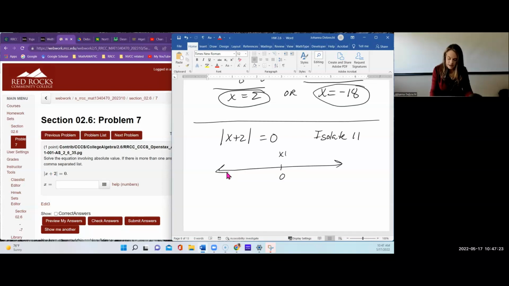Well, it means that x plus 2 is sitting there. If x plus 2 hasn't moved away from 0, so if x plus 2 is sitting at 0, there's no two sides. There's just the one. That means that x plus 2 has to equal 0. And that means if I subtract the 2, that x has to equal negative 2. Well, that makes sense. To get x plus 2 to sit at 0, x has to be negative 2.